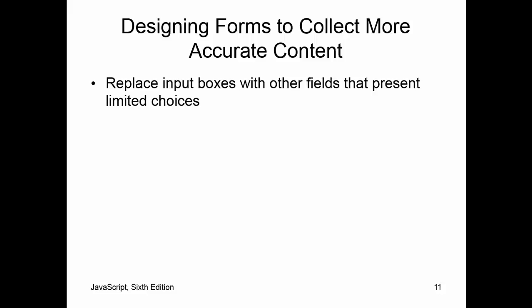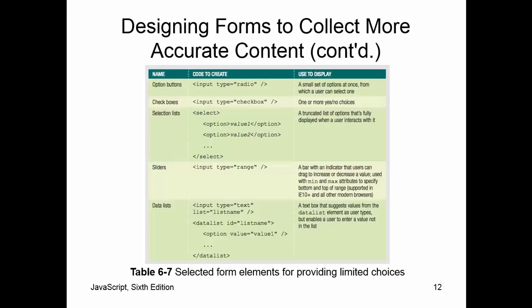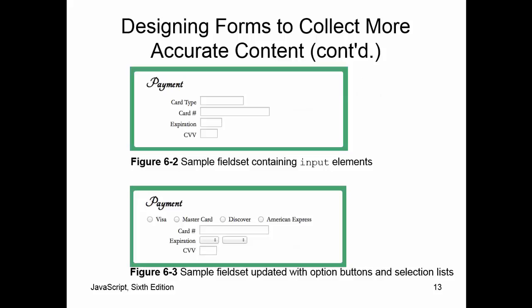Replacing input boxes with other fields that present limited choices. Well, let's look at an example, and I'm going to jump ahead a little bit. All right. Notice the difference between credit card type when you make the user enter in MasterCard, Visa, etc., or having option buttons. All right.